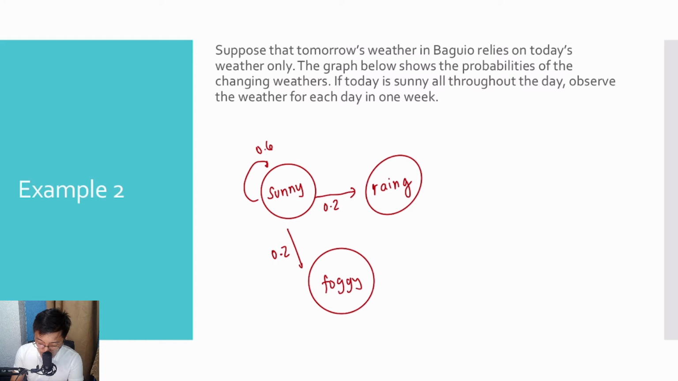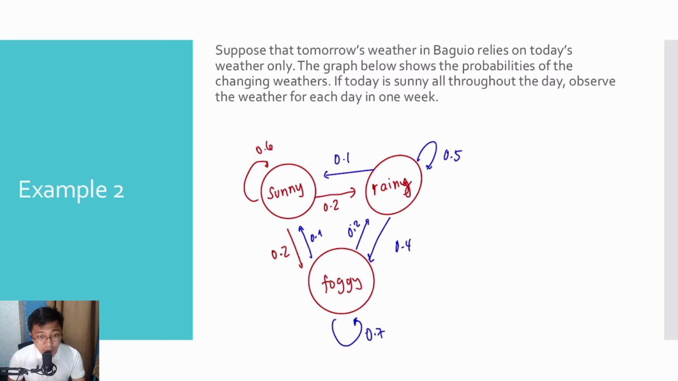Okay, if it's raining today, there's a 50% chance that tomorrow is still rainy, 40% chance that tomorrow is foggy, and 10% chance that tomorrow is sunny. And then last, if today is foggy, tomorrow has 70% chance of being foggy again, 20% chance of having a rainy day, and 10% chance of having a sunny day. So this will now be the relationship between the sunny, rainy, and the foggy weathers.